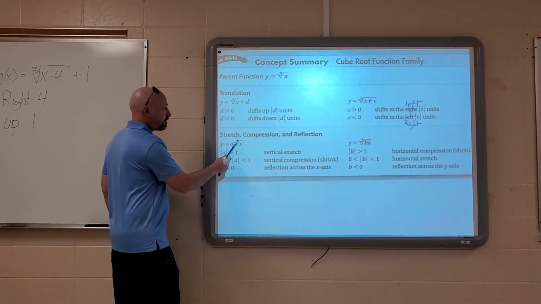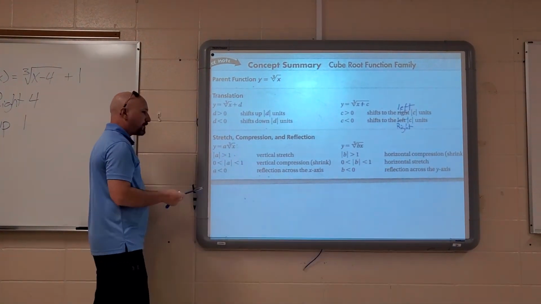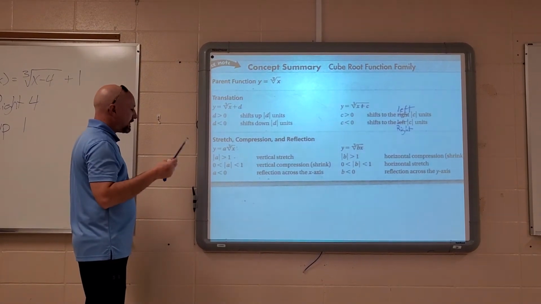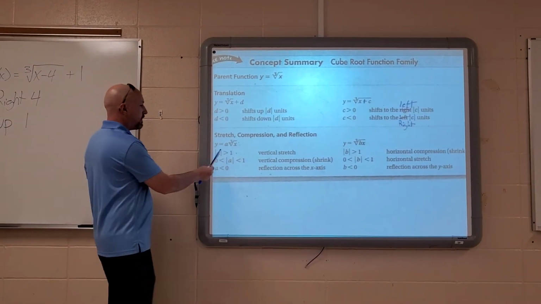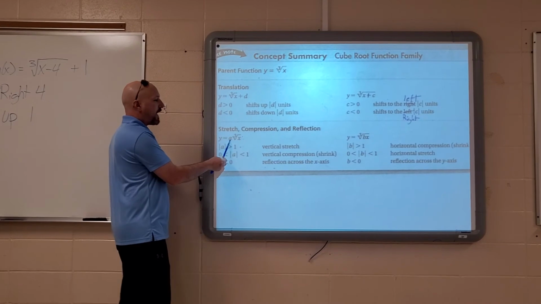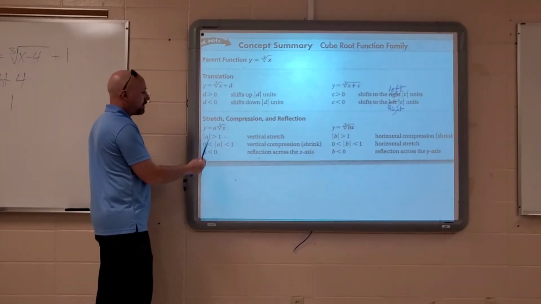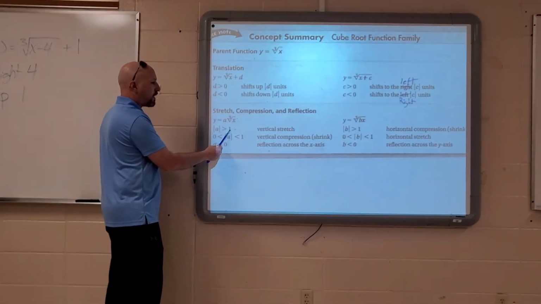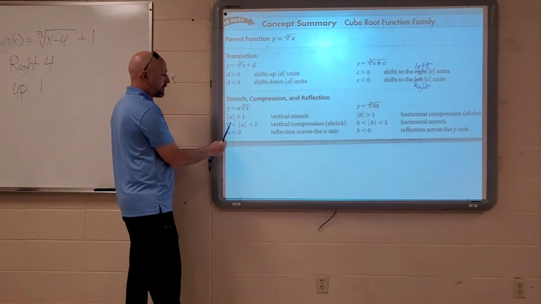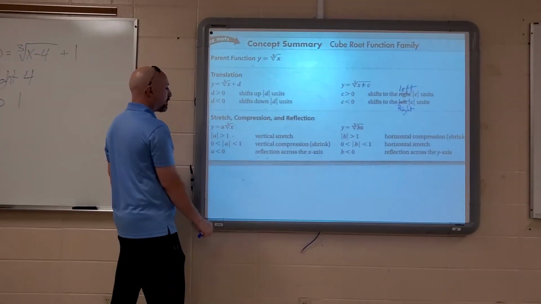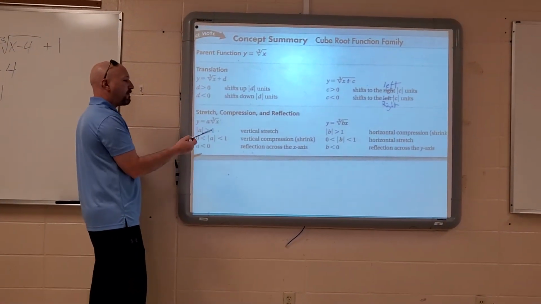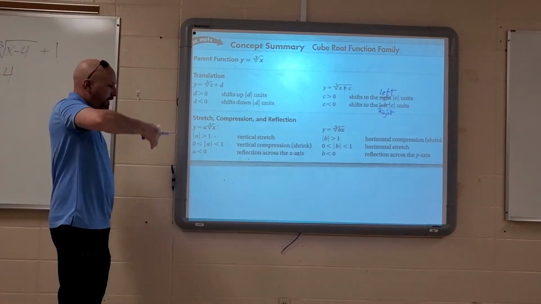Okay? So, stretch, compression, reflection. This is the same stuff it's always been. If you got some number outside the cube root, if that number is bigger than 1, that's a stretch. If that number is between 0 and 1, it's a compression. And if it's negative, it reflects it, flips it.